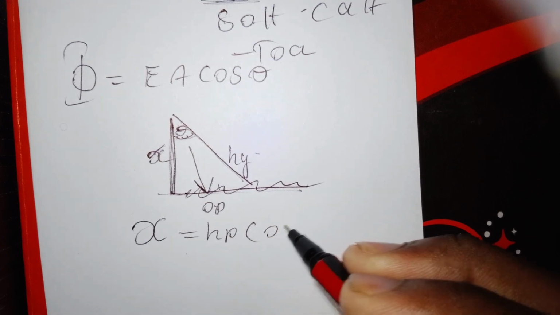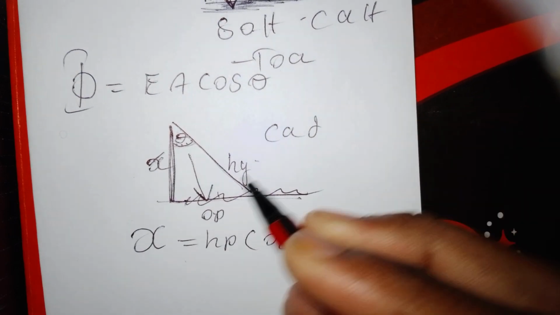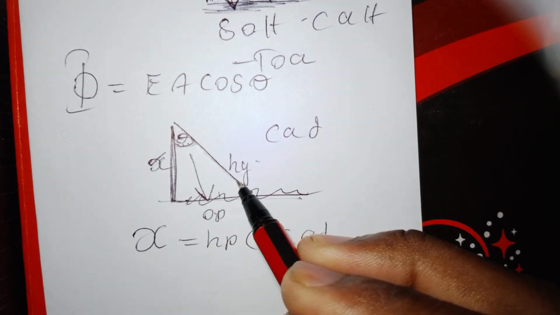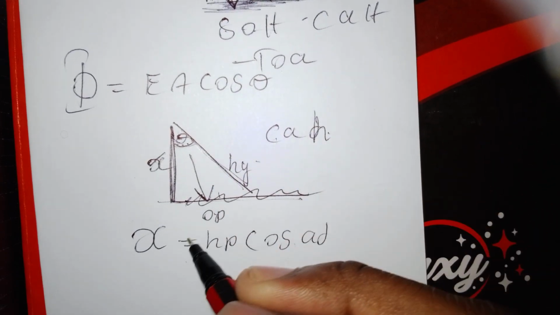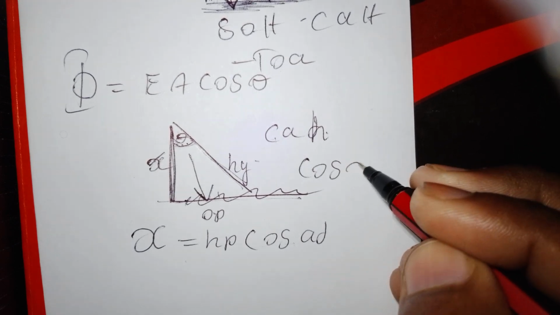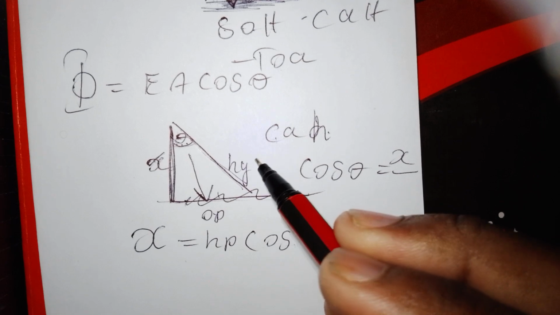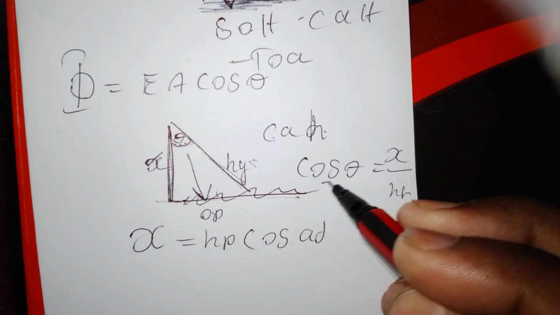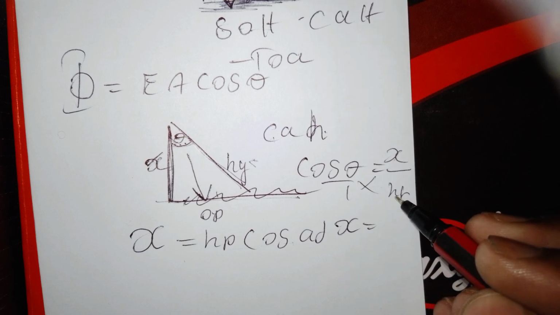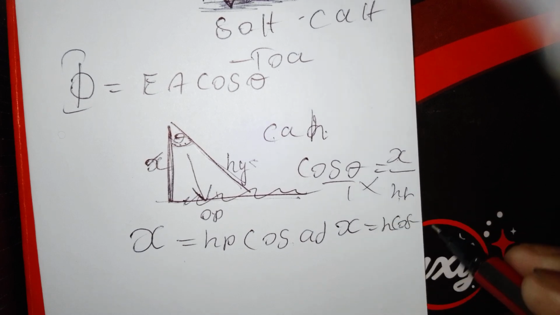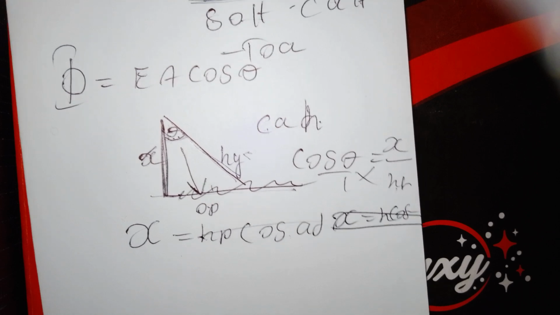So for x, that's equal to the hypotenuse times cos theta. How did we come up with this? We used CAH, cosine for adjacent and hypotenuse. Cos theta is equal to the adjacent, which is x, over the hypotenuse, which is H. Then we said over 1, we cross multiplied, and we had x is equal to H cos theta. So I think I've said enough about this.